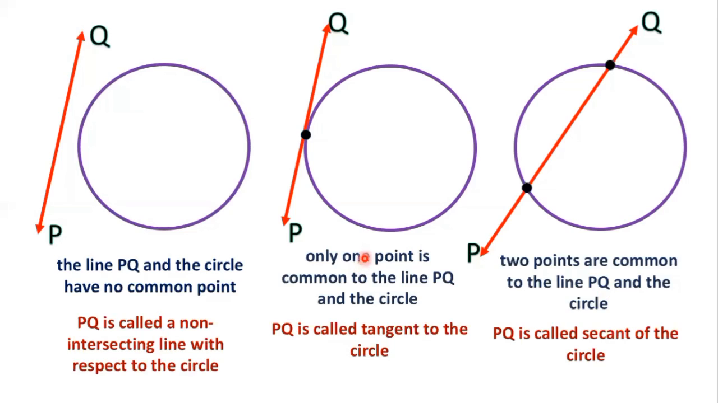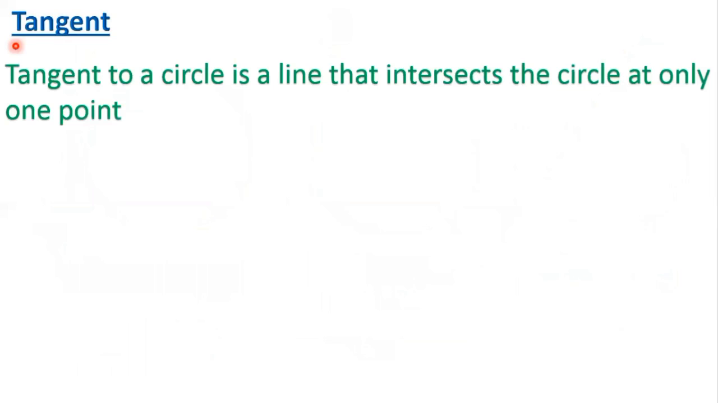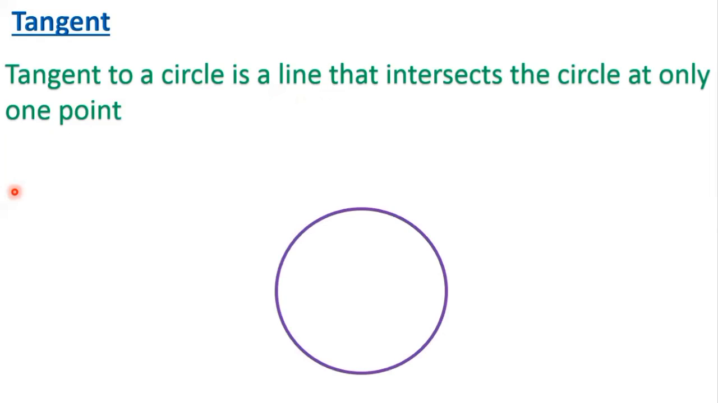In this lesson, we are going to learn more about tangents. Tangent is a line which touches the circle only at one point. So this is about non-intersecting line with respect to the circle, tangent and the secant. Now let us learn more about tangent. Tangent to a circle is a line that intersects the circle at only one point. A line that intersects the circle at only one point is called tangent.